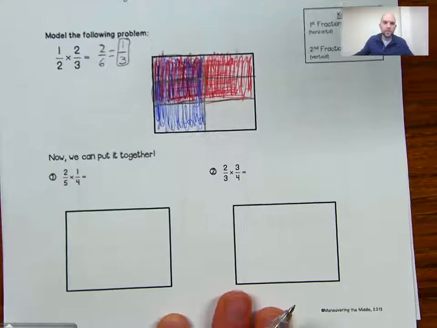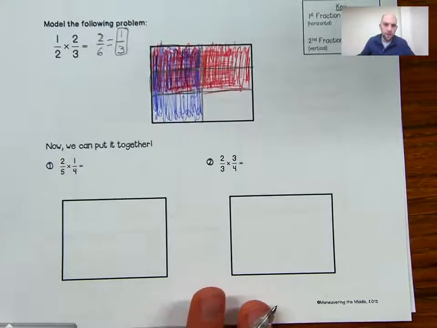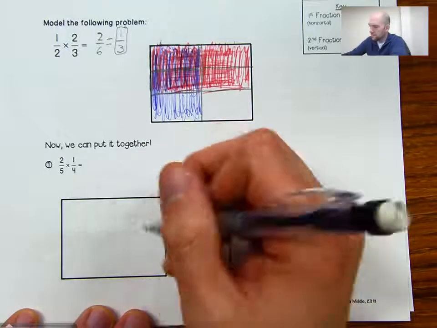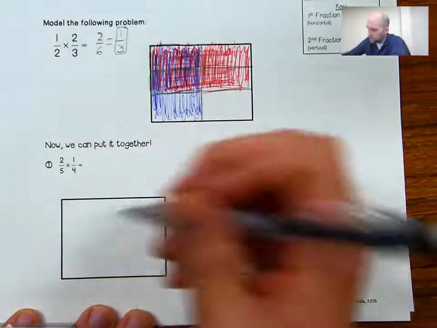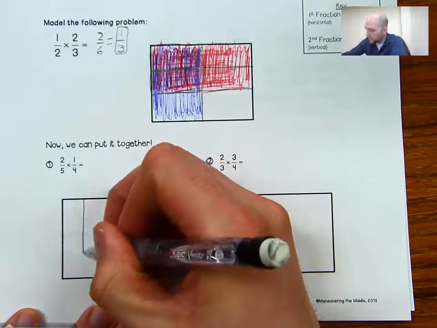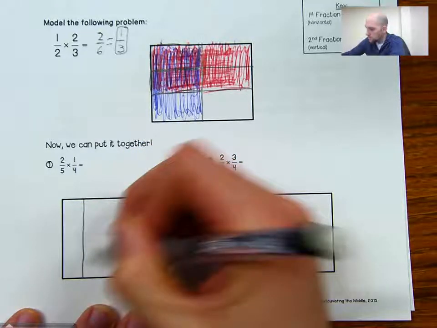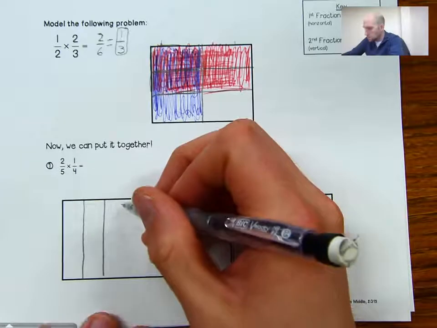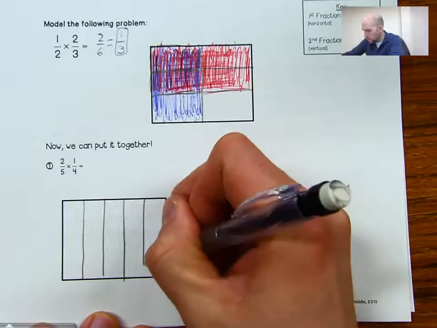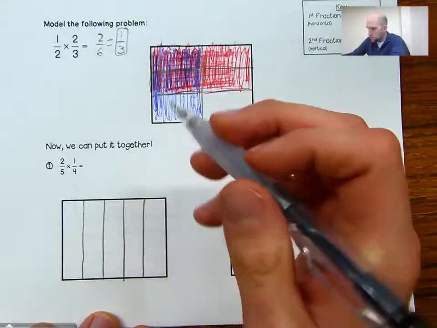We're going to try a couple more. This number 1 here says 2/5 times 1/4. So we need to make fifths. I'll make those vertically here. So I need 4 lines to make fifths. 1, 2, 3, 4, if I have 5 parts.